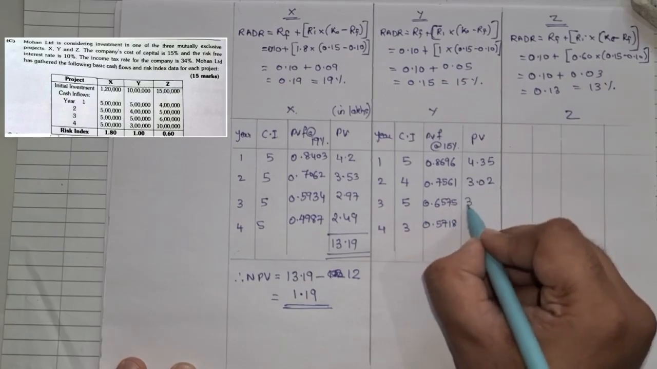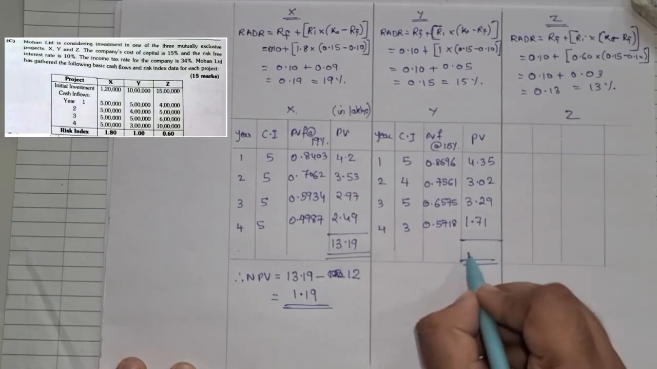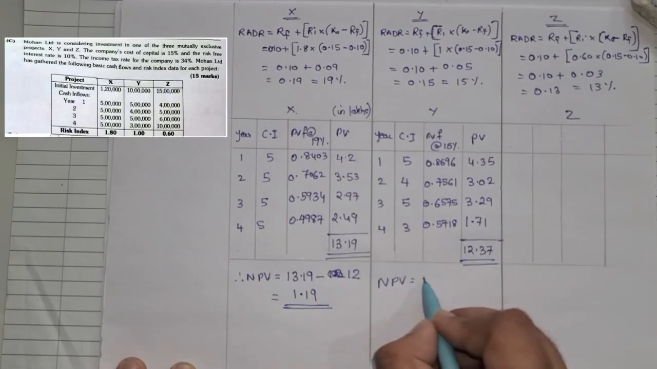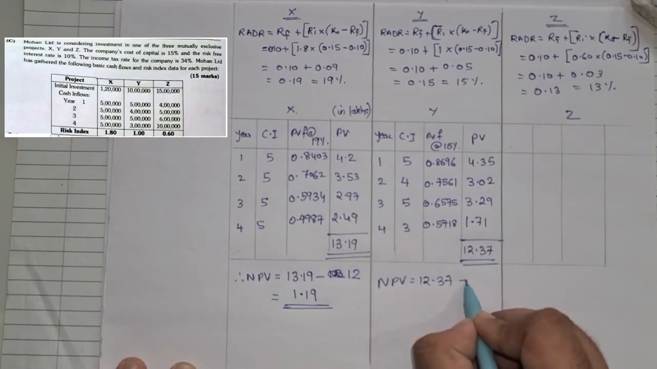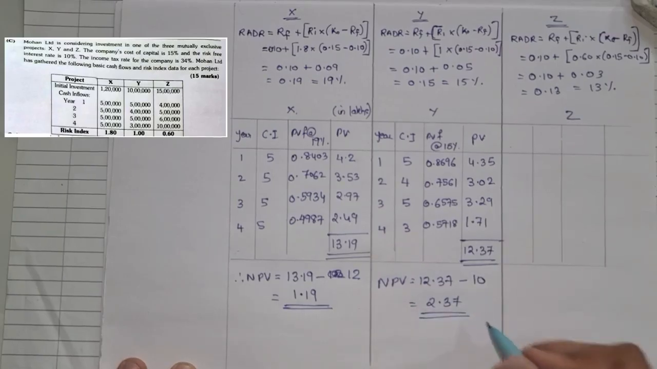We multiply and get the PV: 4.35, 3.02, 3.29, 1.71, the total of which comes to around 12.37. Again, NPV is equal to total inflow minus outflow. Outflow is 10 lakhs. So when you subtract, you get the value as 2.37.